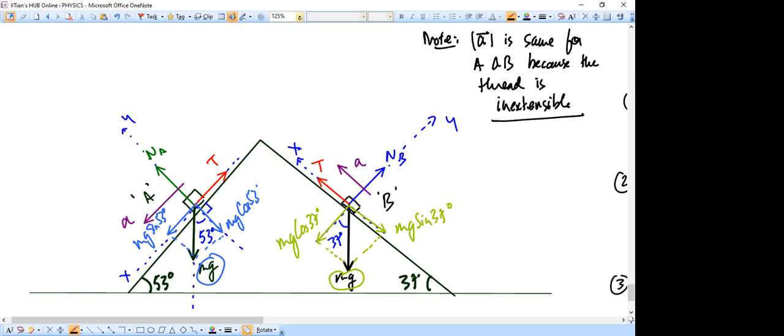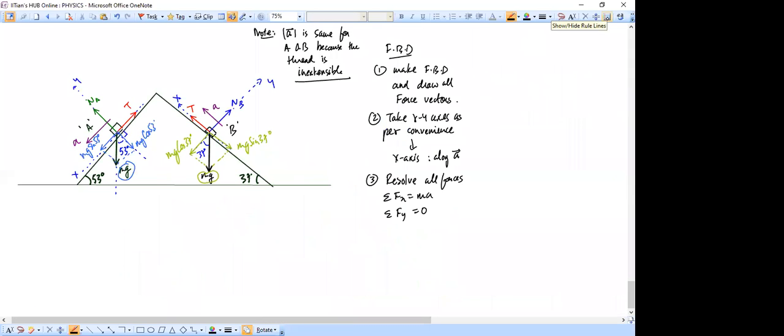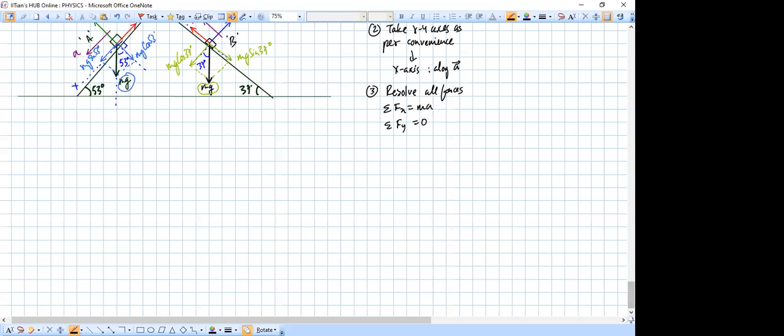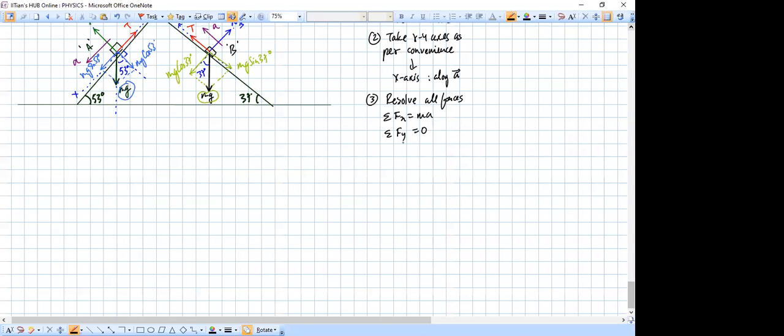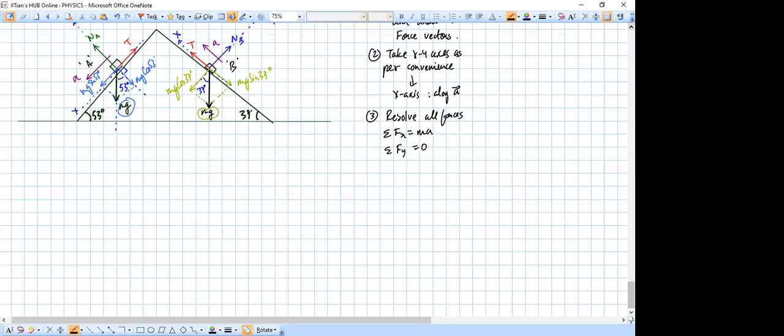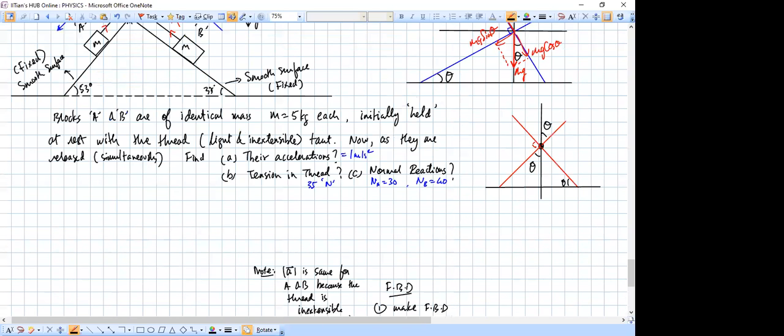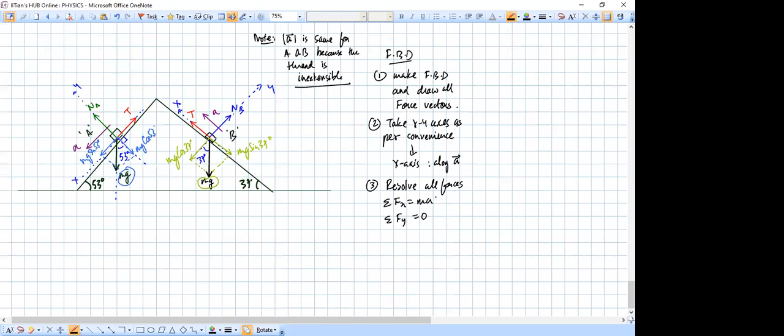Okay, so this is clear, I hope. Now let's come down to writing the equations. Once you got this, now we have to do the last step of the free body diagram equations. That is, we've resolved the forces, but we have to now apply Newton's second law. This step we have to do.